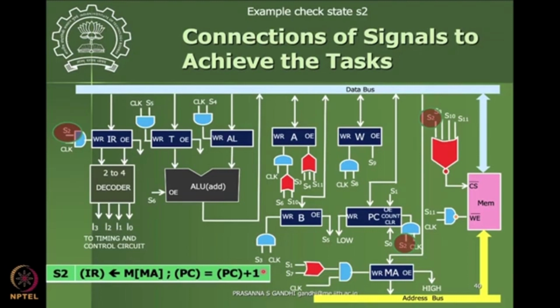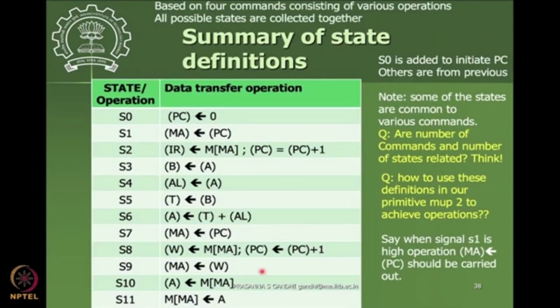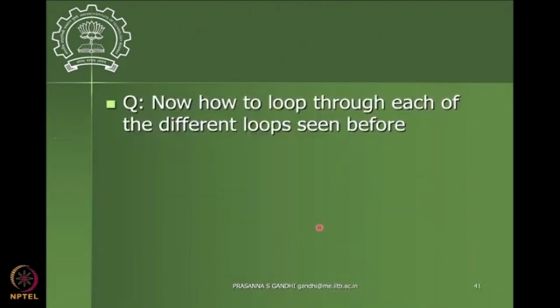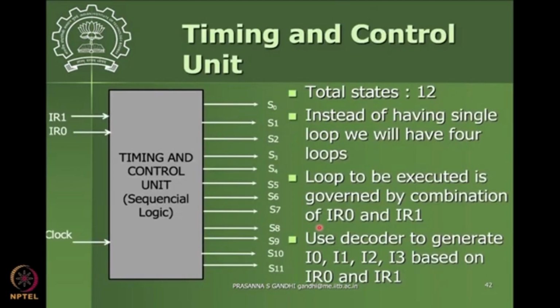Okay, so what we have done so far is identified these states, and for each of the states, when it is to be executed, what is to go high and low in this connection. And now we will see how it is to be executed. Okay, so for that we will use this kind of a timing and control unit here.